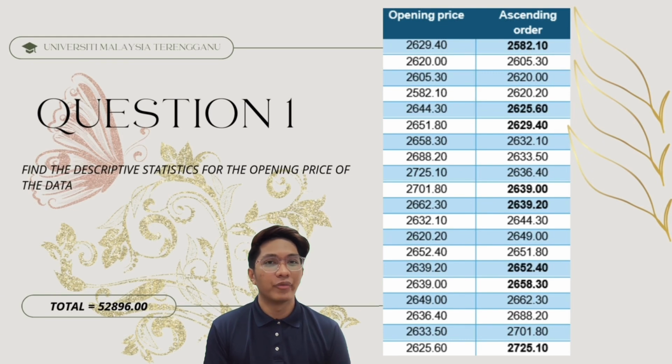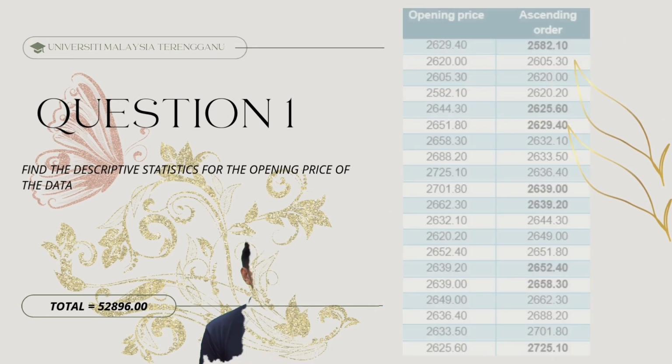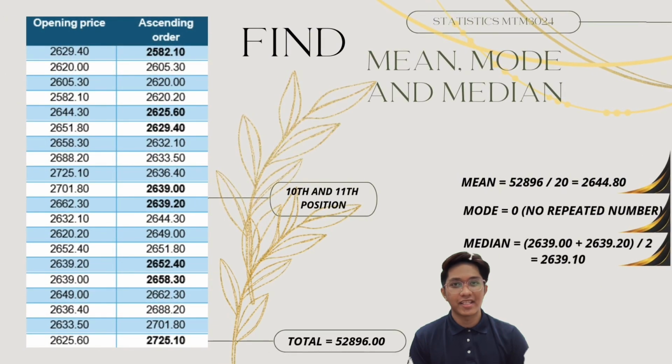For question 1, we need to find the descriptive statistic for the opening price of the data. So, this is the data of our gold data, and the first step is we need to arrange this data by ascending order. The next step is we need to find the mean, mode and median.